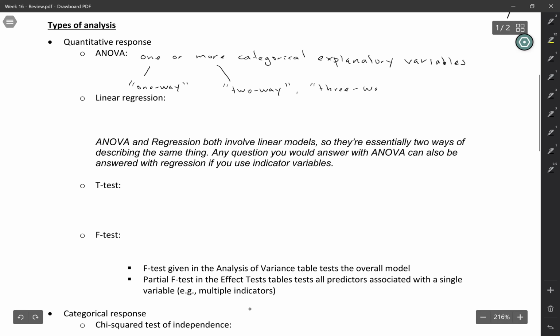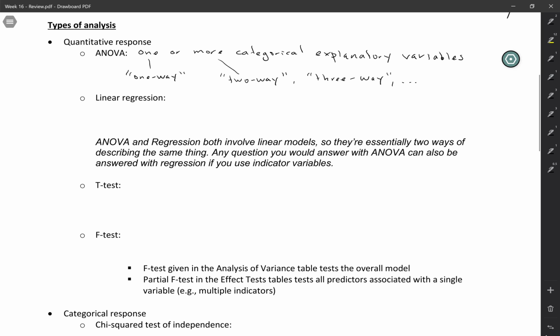But obviously it gets more complicated, especially the interactions get more complicated as you go. But one-way, two-way, that refers to how many categorical explanatory variables you have. So with an ANOVA, all of your explanatory variables are categorical. If you're doing linear regression, that's usually when you have at least one quantitative explanatory variable.